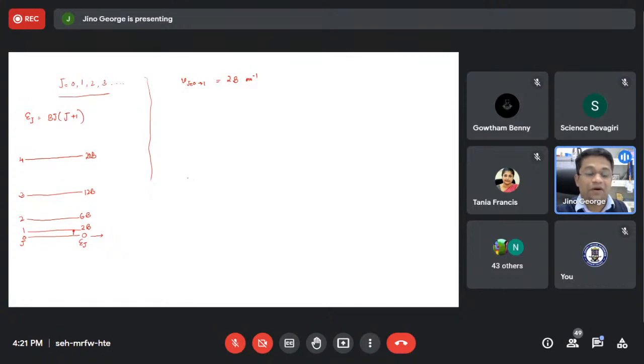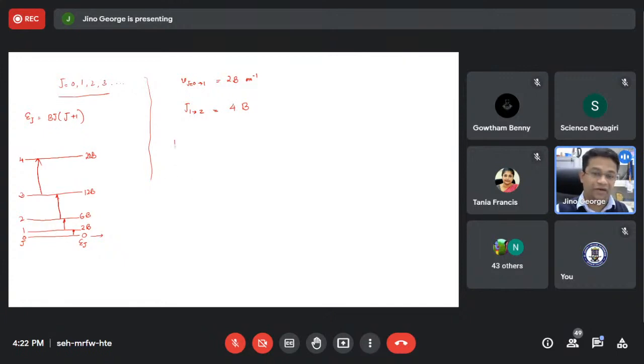Okay, so what is so important here is that when J goes from 1 to 2, the value will be 4B. You have seen it, right? This is 4B. Then it will be 6B, then 8B, and so forth, going along like that. The next one will be 30B, and so the difference will be 10B, and so forth.